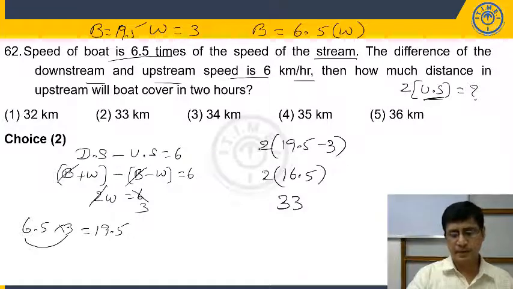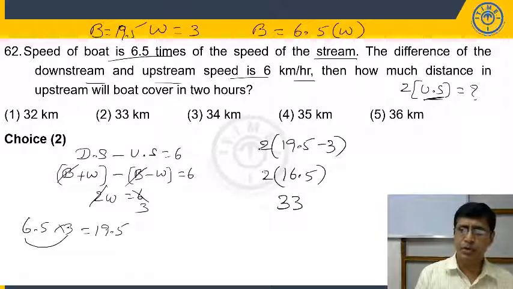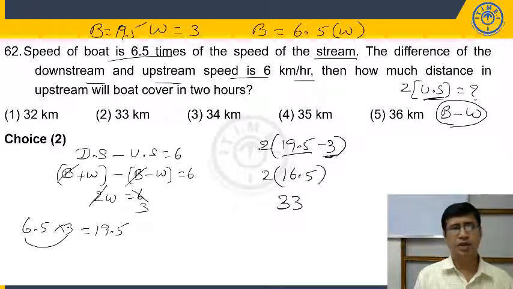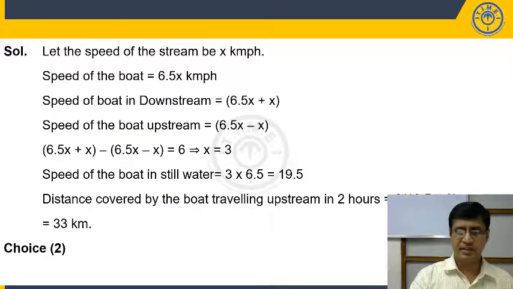Just find out the value of the speed of the stream. Then you will get the value of the speed of the boat in still water. Using that we can find the upstream speed. What do you mean by upstream? Upstream is the speed of the boat minus the speed of the stream. So B is equal to 19.5 and W is equal to 3. The difference of these two is 16.5. 2 times it is the answer.